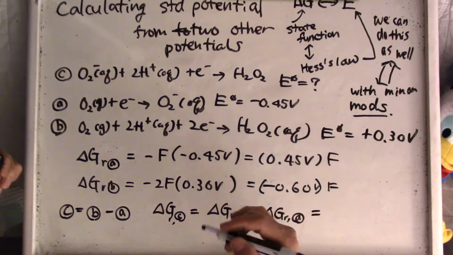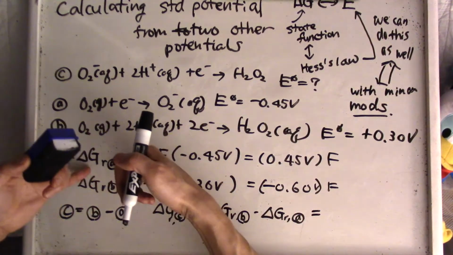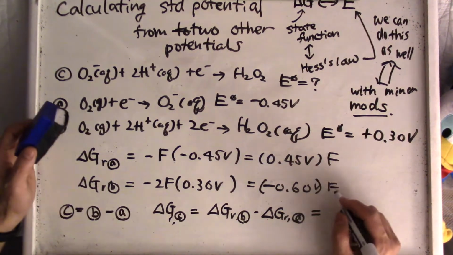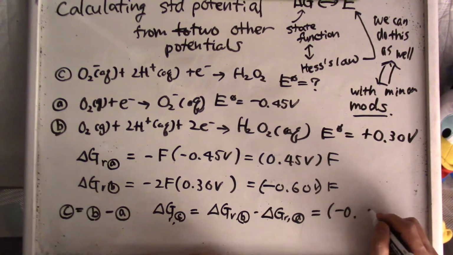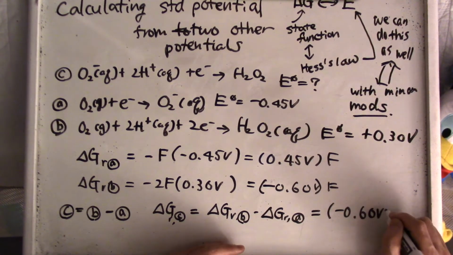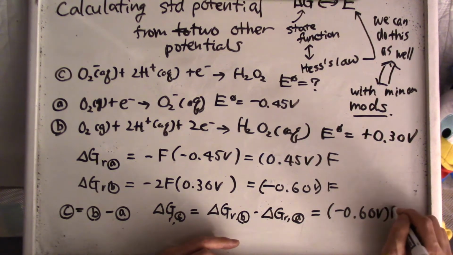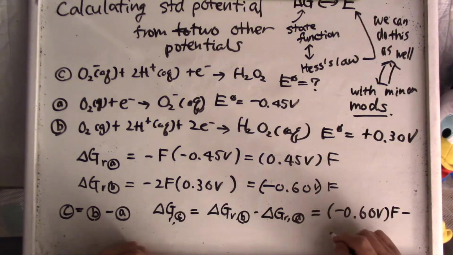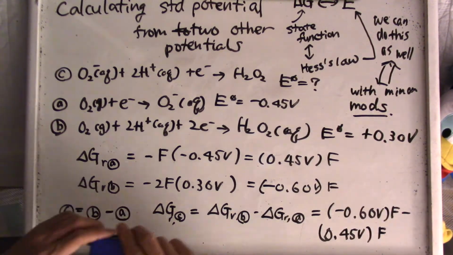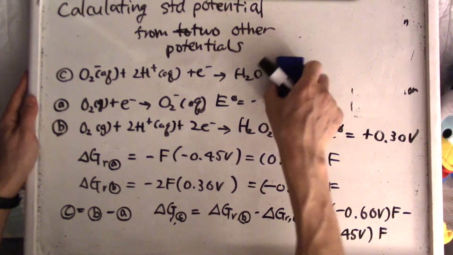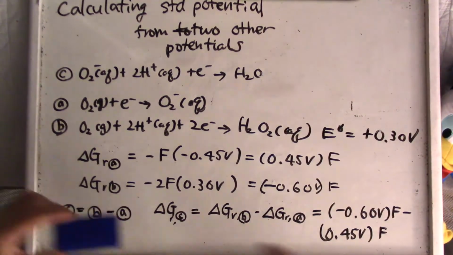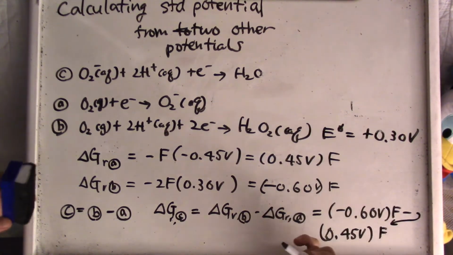So in this case, remember, each one came from here, so you have to plug that in. So in this case, minus 0.60 volts, B is this, times F, minus the minus 0.45 volts times F. So this minus this, okay, that's fine.